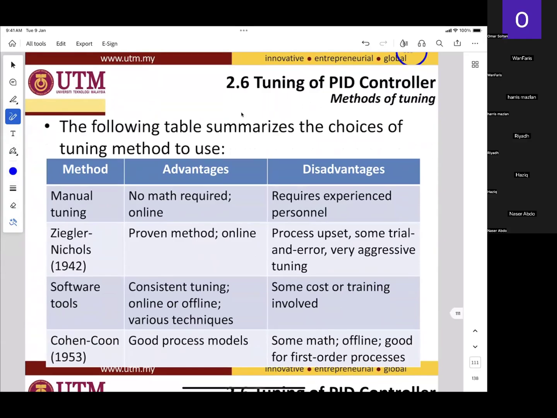Manual tuning, where no maths is required. It requires experienced personnel, so they just estimate the KP, KI, and KD based on experience. So we call it a trial and error method. The one that we are going to study and include in our subject is the Ziegler-Nichols method. This method is a proven, established method and can be implemented online. But it will upset the process, involves some trial and error, and gives very aggressive tuning.